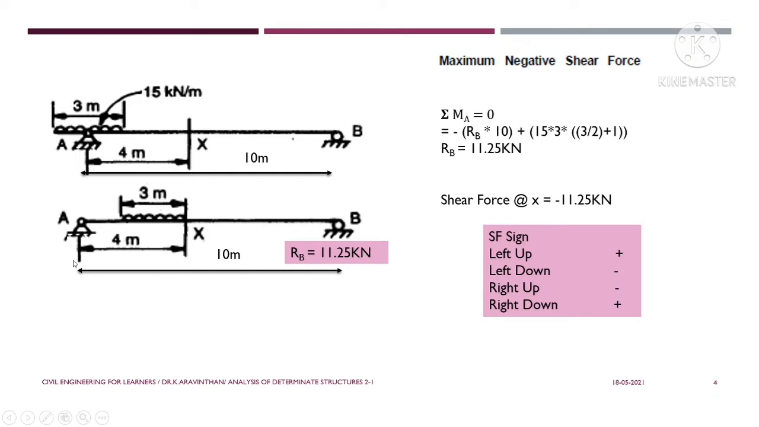So RA plus RB equals 15 into 3. This is the total downward load which is acting. 15 into 3 is 45. And total upward force, you know RB is 11.25. 45 minus 11.25 will be RA. Now we don't require RA. Why? Because if you need shear force at section X, if I am looking into the right hand side, I need only RB in order to know the maximum negative shear force.